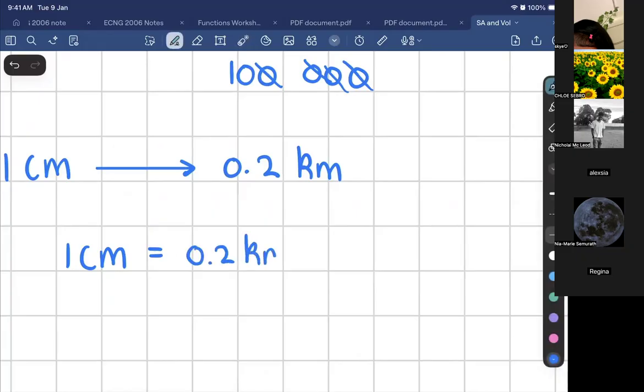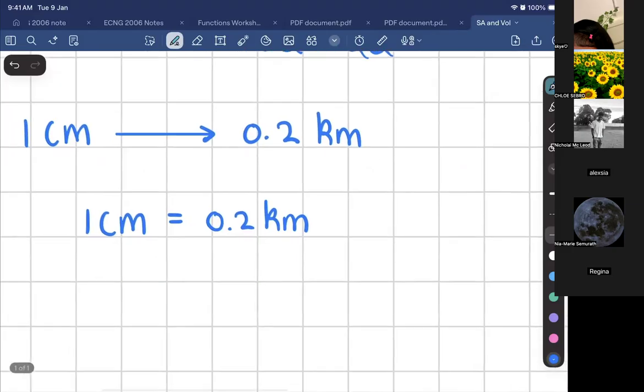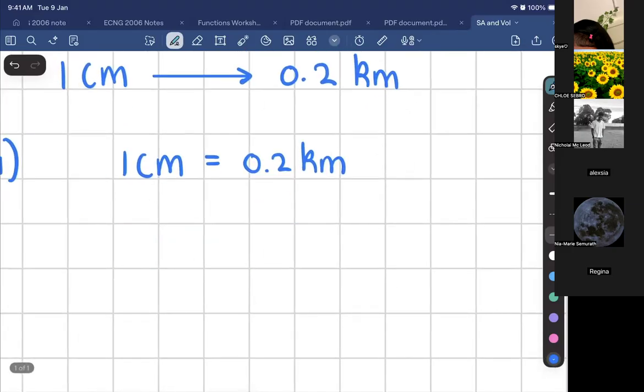You follow? Could I now figure out how much 1 kilometer would be on the map? You could. We could. Question, if I want to find for 1 kilometer, what do I need to do on both sides? Divide. Yeah, I could divide by what? What would turn 0.2 to 1? What do I have to divide by?